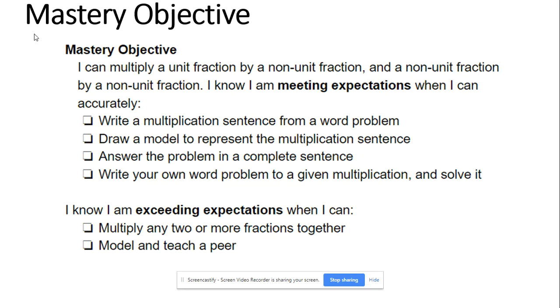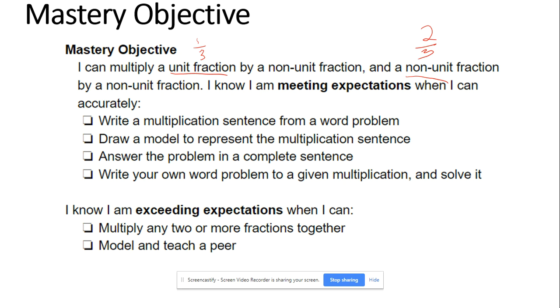How to multiply a fraction by a non-unit fraction and a non-unit fraction by a non-unit fraction. Just to remind you, in a non-unit fraction, the numerator is not 1. So 2/3 would be an example of a non-unit fraction, while 1/3 would be an example of a unit fraction.